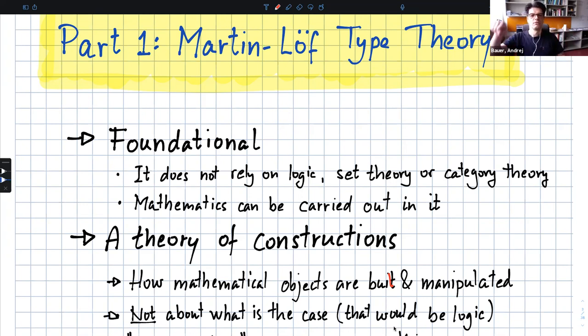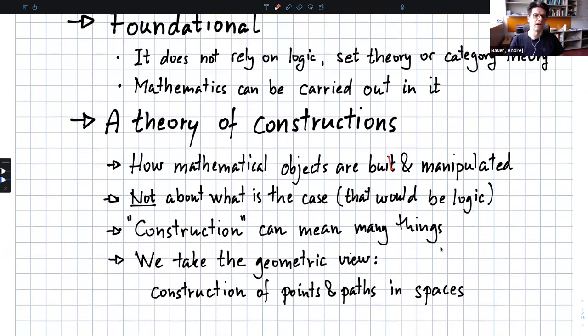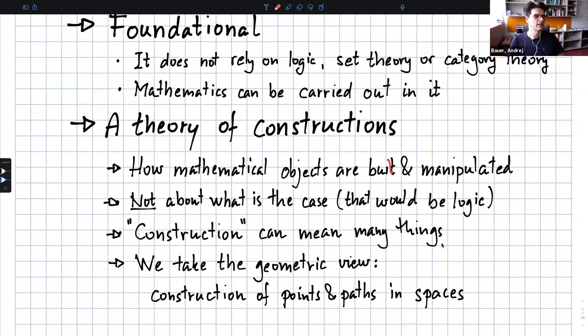Or, you know, before you start proving things about triangles, you learn how to draw triangles. So it's about that. It's about how to construct mathematical objects. In particular, it's not about what is the case and what is not the case. That is what logic is about. Logic likes logical statements, which make statements of fact that something is the case or that something isn't the case.